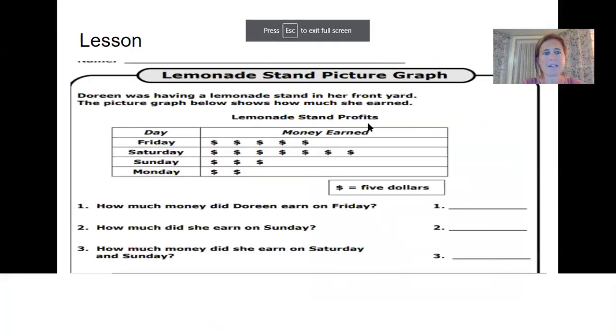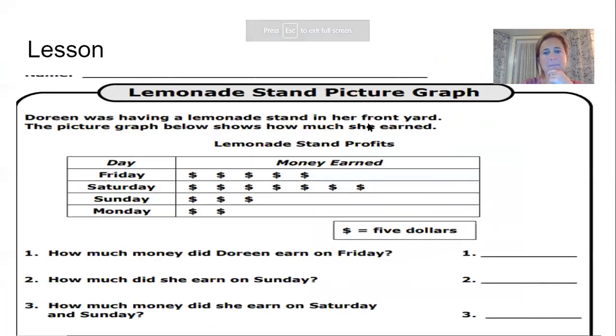So here's the next slide. This is our pictograph today. And our pictograph says Doreen was having a lemonade stand in her front yard. The picture graph below shows how much she earned. Okay, so here's our title.